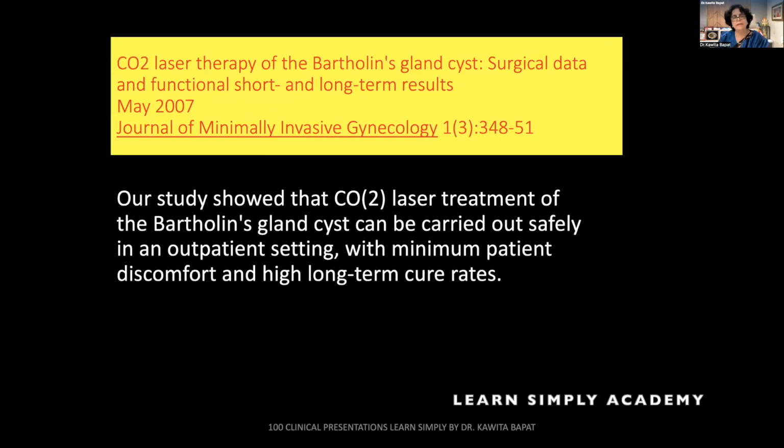Now, carbon dioxide laser therapy is another important option. There is a lot of surgical data on short and long-term results in the Journal of Minimally Invasive Gynecology. This treatment can be carried out safely in an outpatient setting, with minimal patient discomfort and high long-term cure rates.